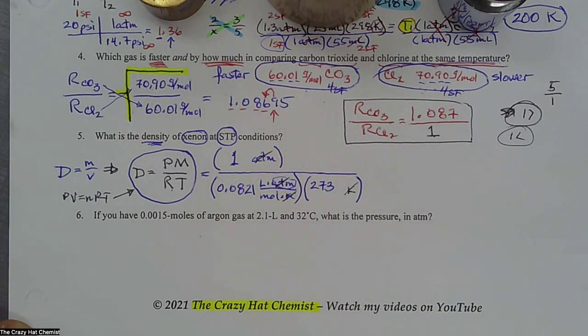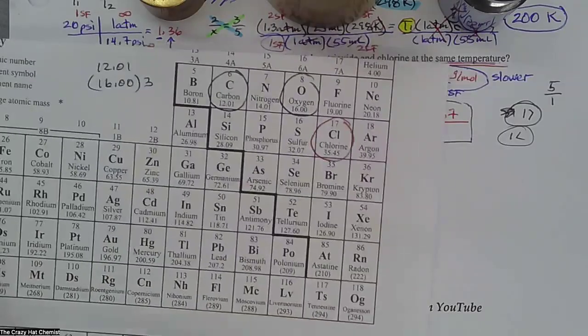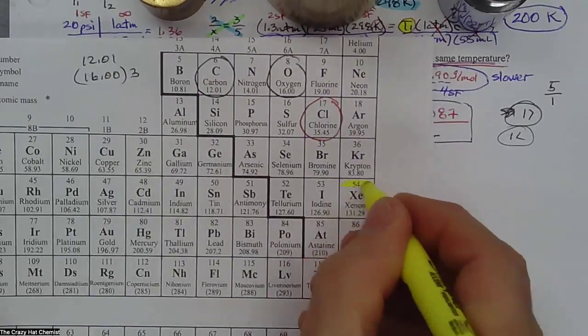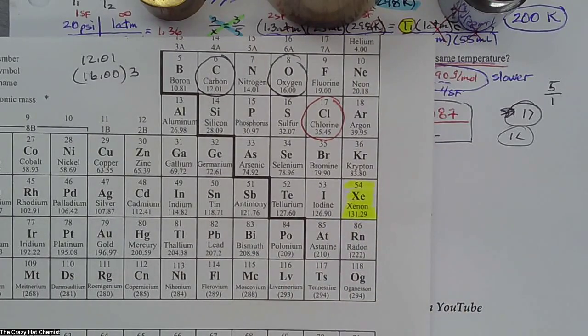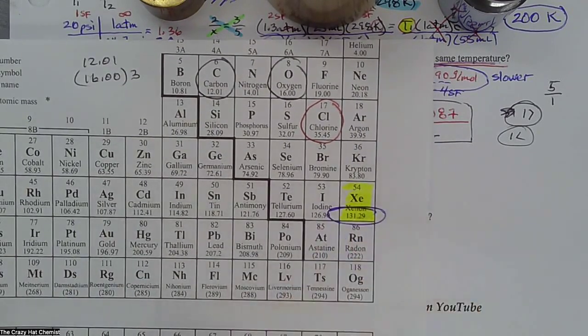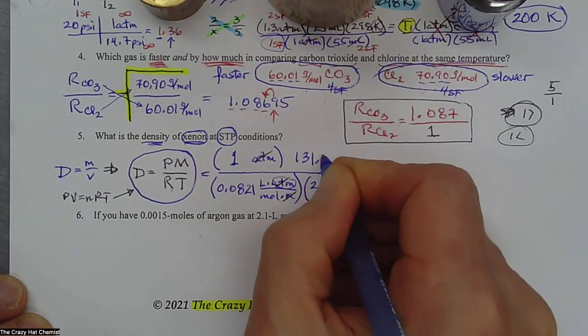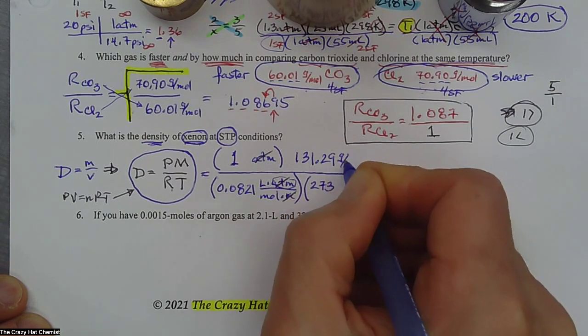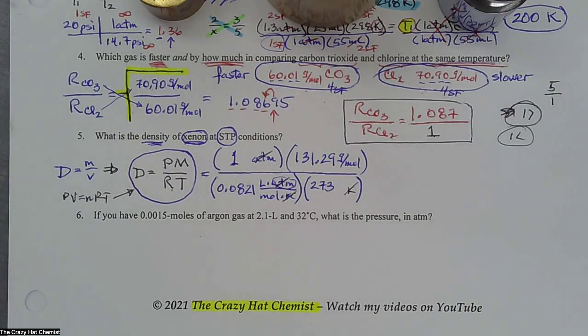Then M is for the molar mass. So we need to find xenon on our periodic table. And where is xenon? Xenon is a noble gas. So here is xenon. I'll highlight that here for you. And here is xenon, and its molar mass is highlighted as well. That is 131.29 grams per mole, and that is the molar mass for xenon.